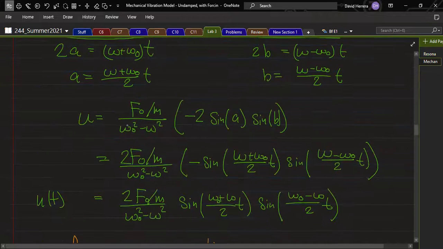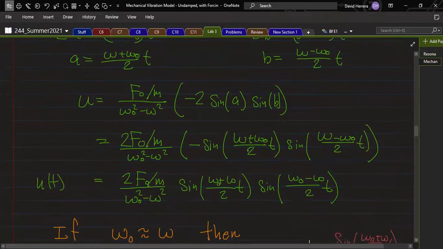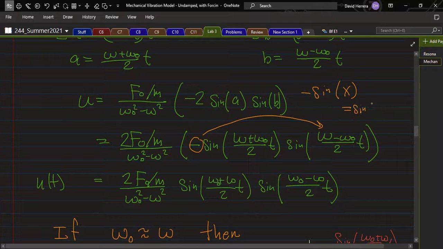So let's go back down. We find u is this number here times -2 sine a, sine b. And I just insert what a and b are in here. And the one step we're going to do is we're going to take this negative sign in here, and we're going to move it here using the fact that sine is odd. So sine of x, negative of that, is just sine of negative x. This is just going to make it maybe, I don't want to say simpler, but it definitely makes it look nicer. So let's just continue on here.